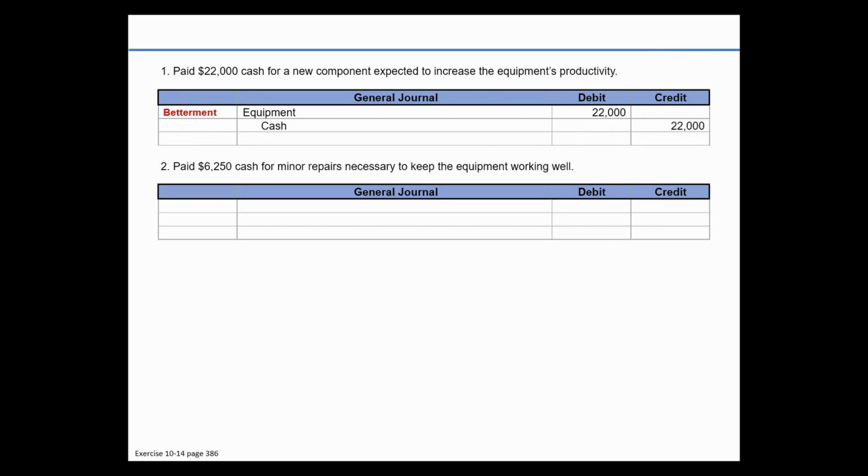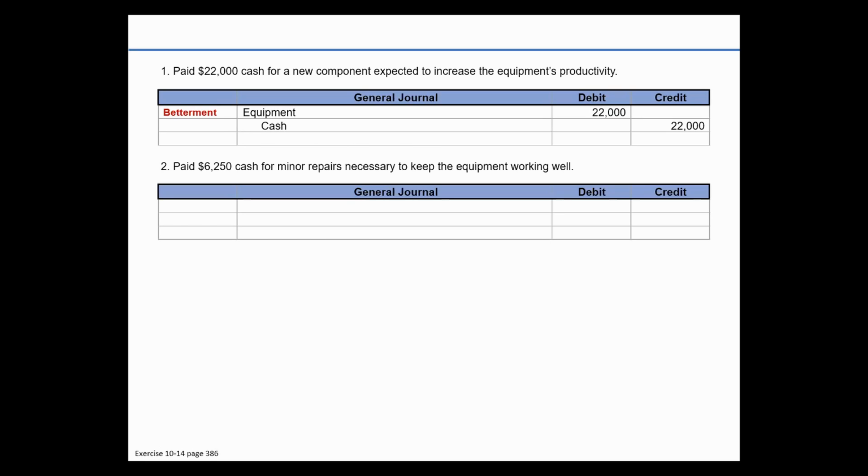Now, number 2, they paid $66,250 for a minor repair that was necessary to keep the machine working well. So maybe it was maintenance or maybe something broke on it, and they had to pay. Well, this isn't making the machine better beyond its original capability.